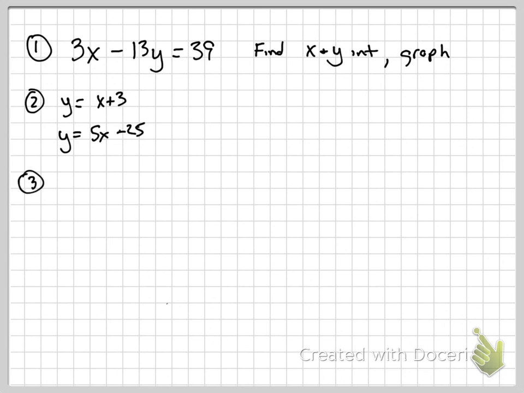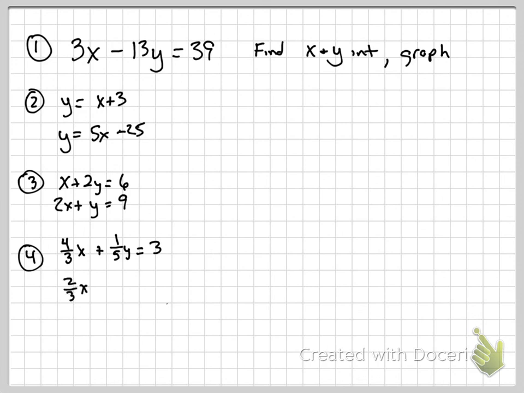Number 3. Let's go x plus 2y equals 6, 2x plus y equals 9. Number 4. Oh, we gotta do one of these. Of course. You're not gonna like me, but I don't care. Let's go 4/3 x plus 1/5 y equals 3. And let's go 2/3 x subtract 3/5 y equals 5. Because you got to have fractions, right?